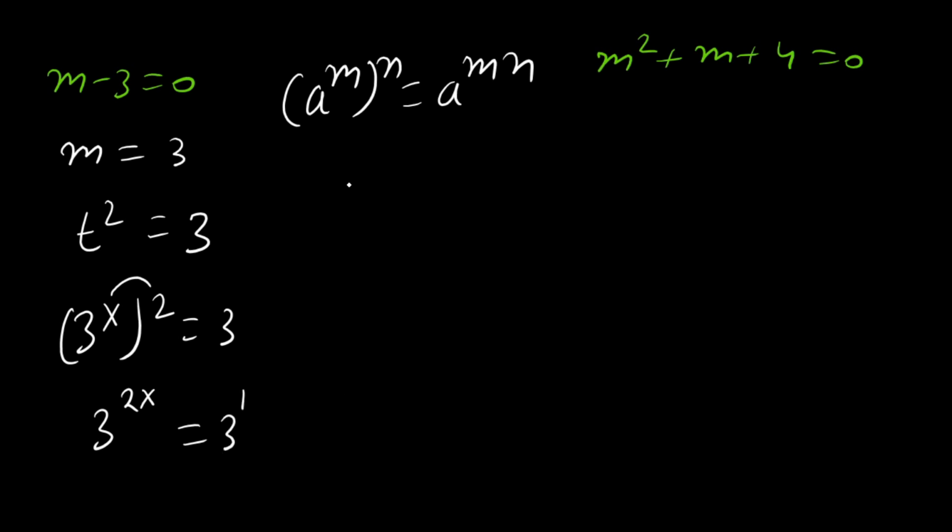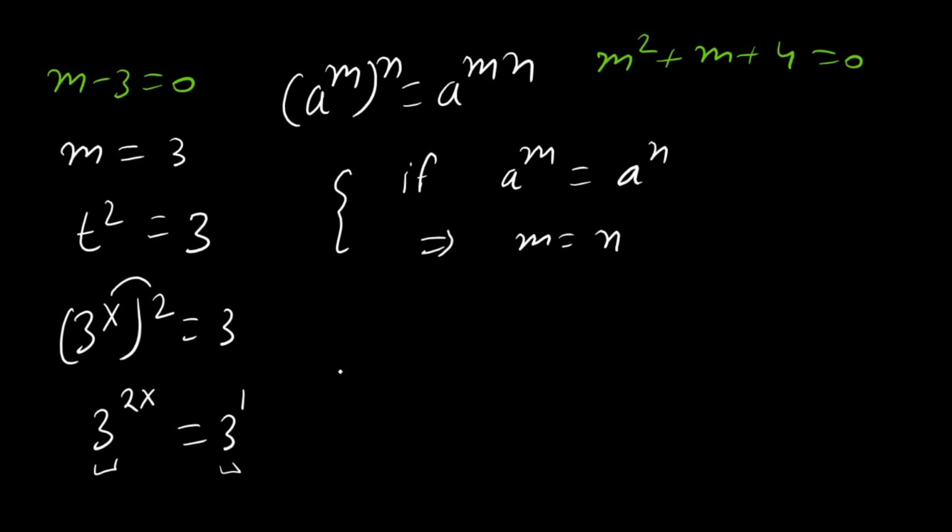Now if we apply this rule, if a power m is equals to a power n, this implies m is equals to n. If we apply this rule here, then we can say this base and this base is same, so it means 2x is equals to 1. Now if we divide both sides by 2, then you will get x is equals to 1 over 2.